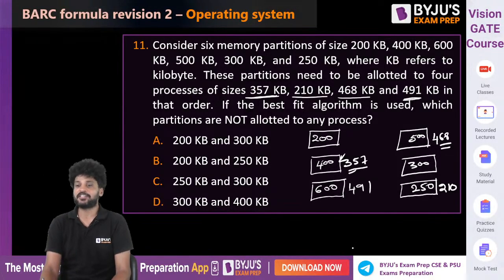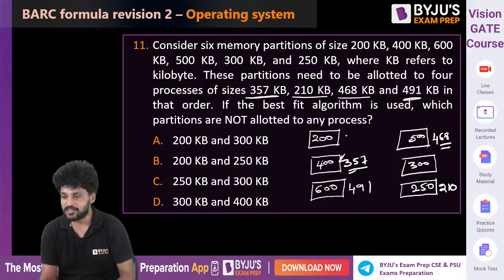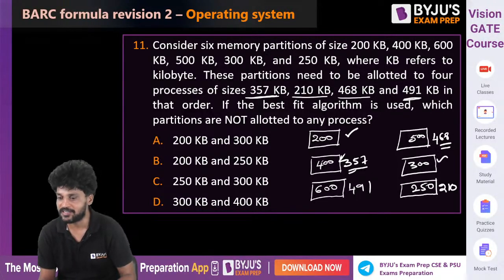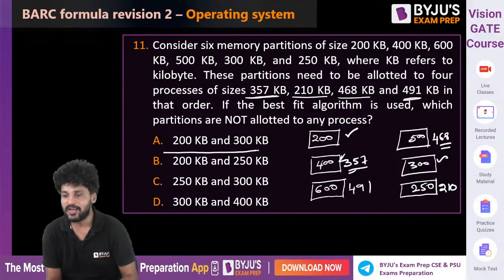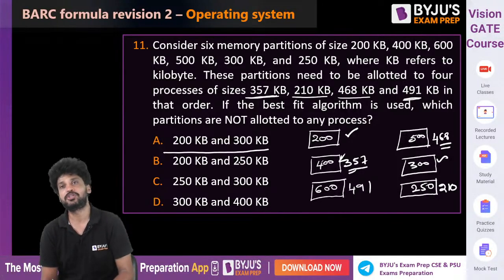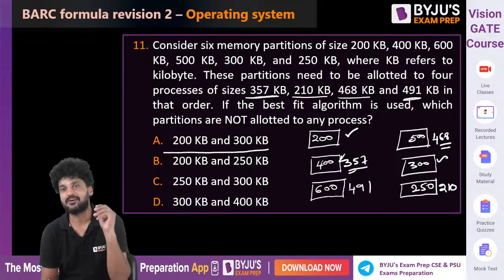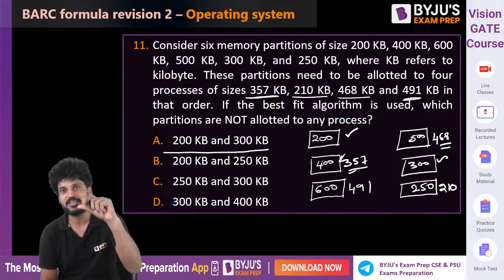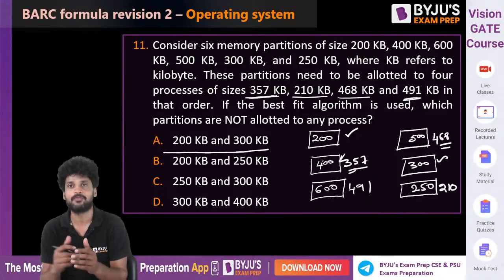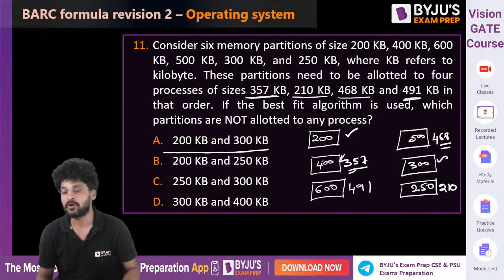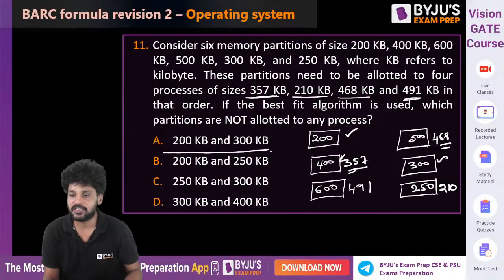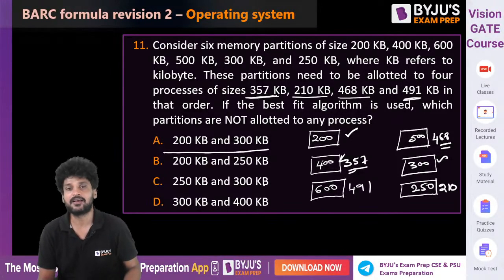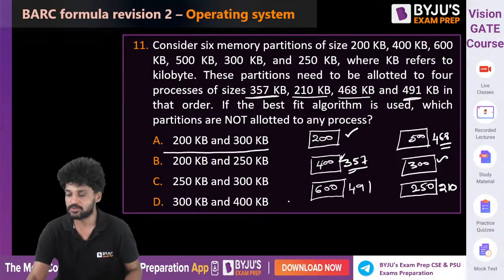Now, which partitions are not allocated to any process? You can clearly see 200 and 300 are not allocated to any process during this allocation, because best fit always requires the smallest chunk of the main memory which can actually accommodate the incoming process. So 200 and 300 will not be allocated to any process whatsoever.